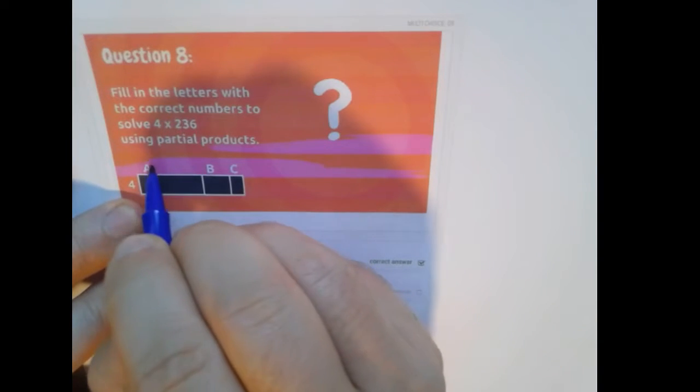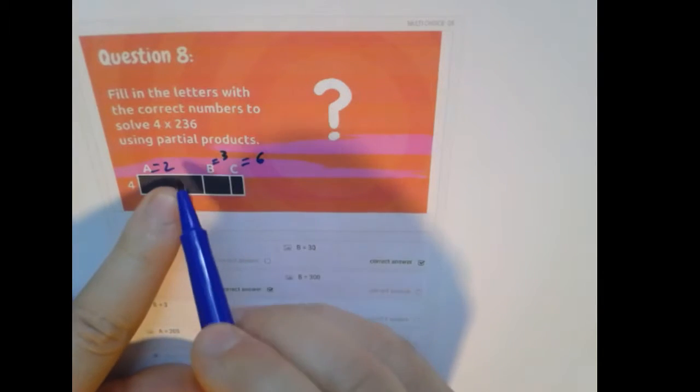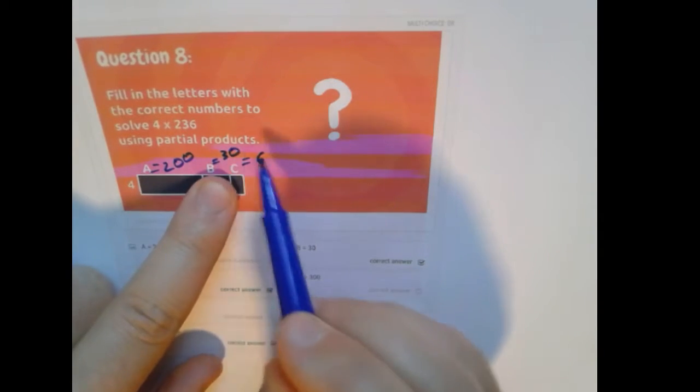Okay, so we were learning about partial products, and they taught us how to think of it as areas of a rectangle, right? So we would do 4 times the hundreds, and 4 times the tens, and 4 times the single digits, correct? So we just have to make sure we line these up properly. So clearly it would be a 2 and a 3 and a 6 here. But the trap you want to look out for is we actually want to do 4 times 200 and 4 times 30, and then this was in the ones place, so 4 times 6. So C equals 6 would be one of those. B equals 30. A equals 200.